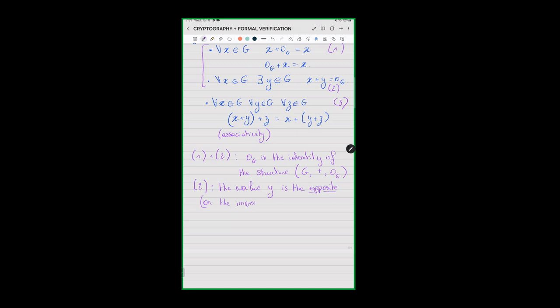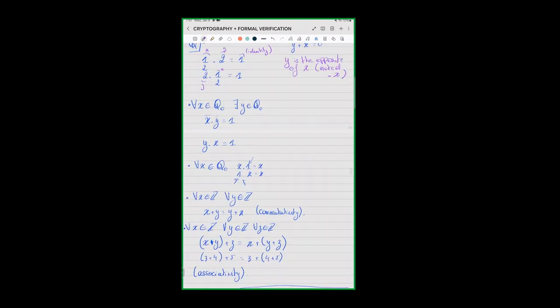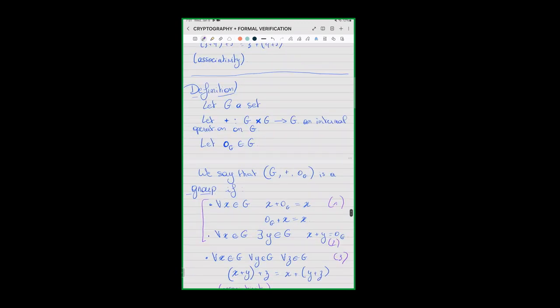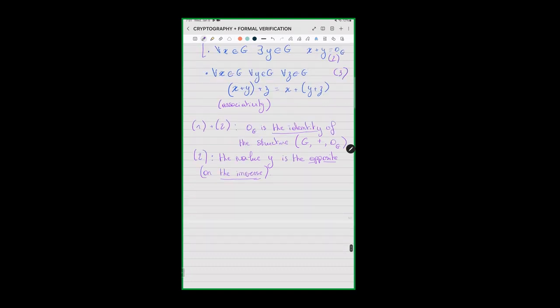The reason for the inverse is that when we use the rational numbers, 1 over 2 is the inverse of 2 in English. So we also use this word: the inverse and the identity. If we use the notation plus, we're going to call it the opposite. If we use the multiplication, we're going to often use the term inverse.